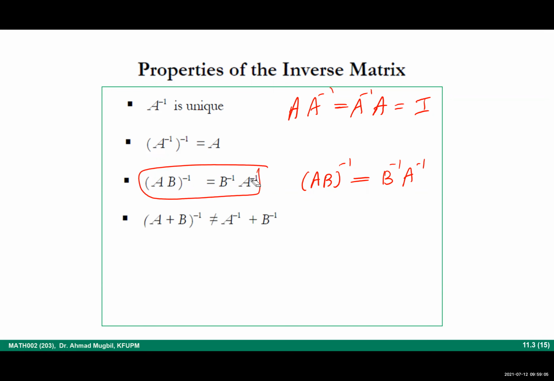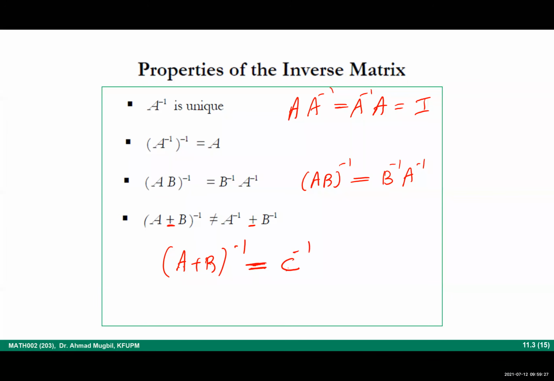It is not distributive over the sum. You cannot say that the inverse of the sum is the sum of the inverses. It is not. The same for the difference. So how do you find it? If you have A plus B and you want to find the inverse, what will you do? You will first find A plus B. Add A to B, for example, you will get C. And then find the inverse of C. This is what you can do.